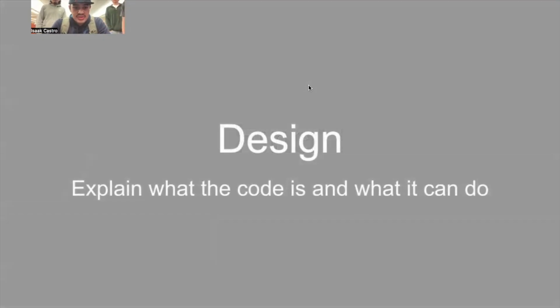Here in the design, I will explain what the code is and what it can do. We designed our code to function as a movie code where you go to movie theaters and you select seating along with tickets, and you could choose what movie you would like to watch.